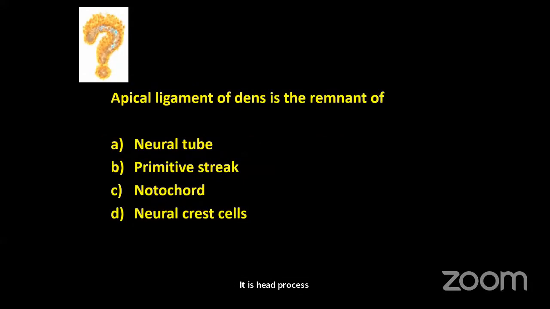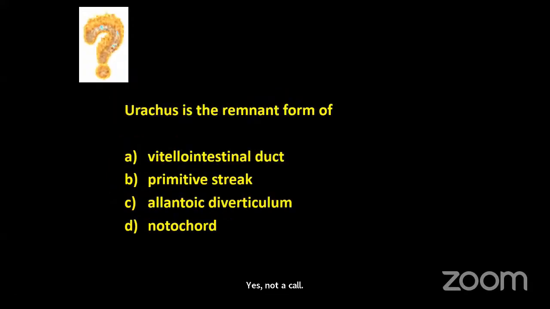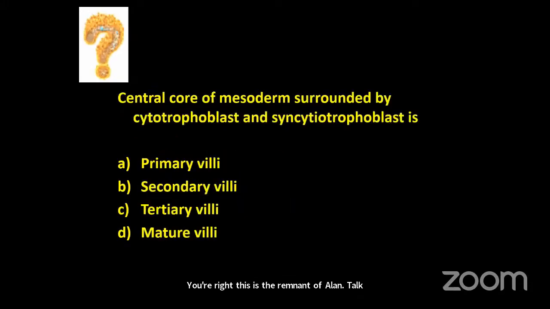Apical ligament of dens is the remnant of the notochord. Can someone say? Apical ligament? Yes, notochord. Urachus is a remnant of allantoic diverticulum in the fetus. Okay. In adult, the same urachus is seen as median umbilical ligament.